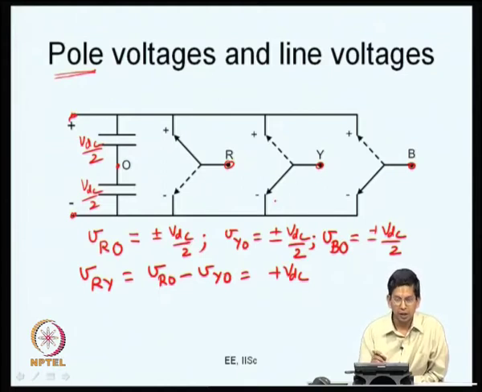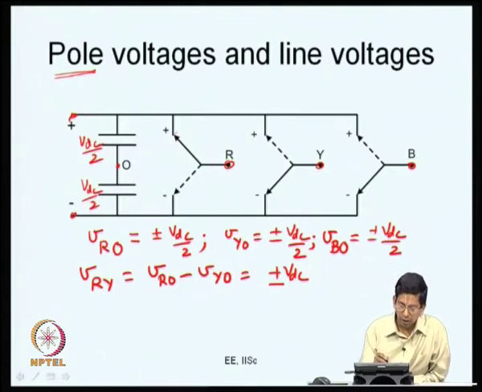The other way, if R is connected to the bottom throw and Y is connected to the top throw, then VRY will be equal to minus VDC. On the other hand, these are only two combinations. R can be connected either to the top or bottom, and Y can be connected either to the top or bottom. If you take the two phases together, you have 2 multiplied by 2, 4 possibilities. These are only 2 possibilities. What are the 2 other possibilities? Yes, R can be connected to the top throw and Y can also be connected to the top throw.